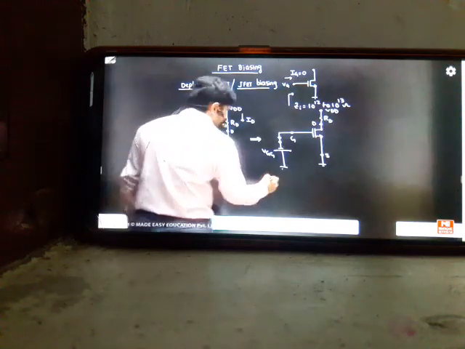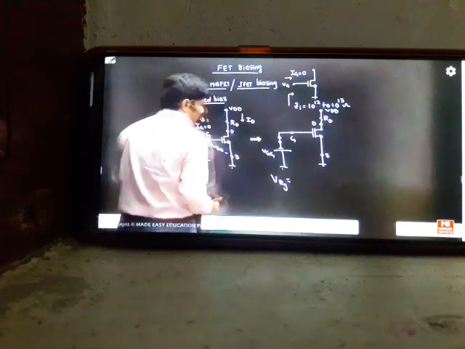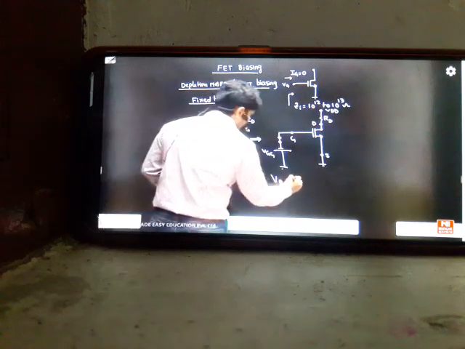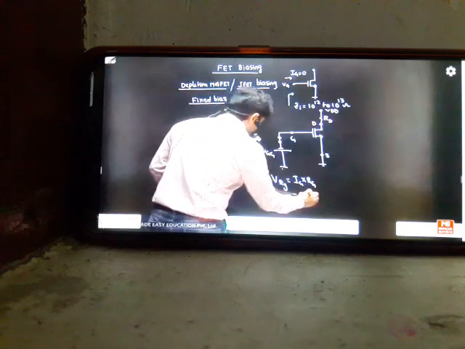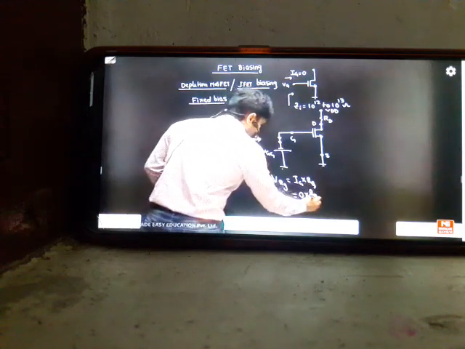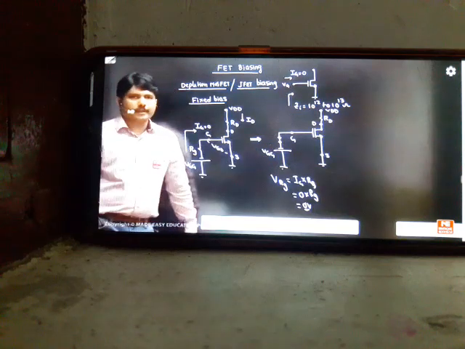So gate current is 0. That means here the voltage drop across RG, if I ask you how much across the RG resistance, it is IG into RG. Your IG is 0 into RG, it will be 0 volts. So that's why this resistance becomes a short circuit here. So the voltage drop across that RG will be 0 volts because no current is flowing through that resistance.